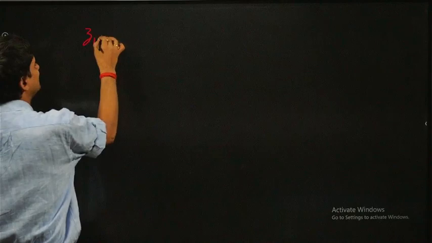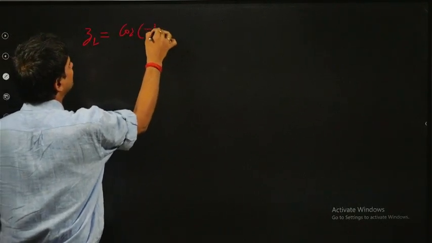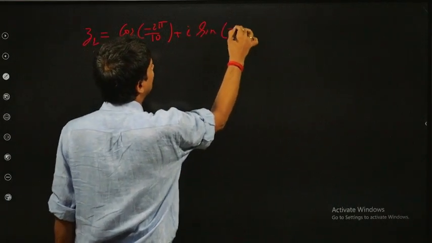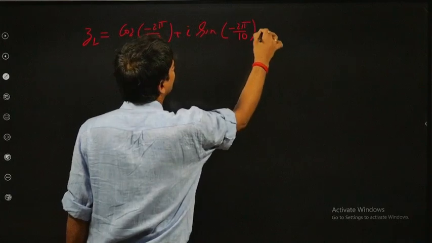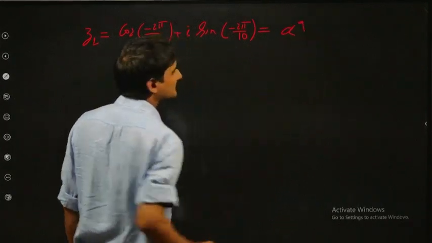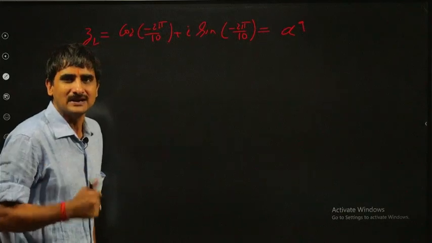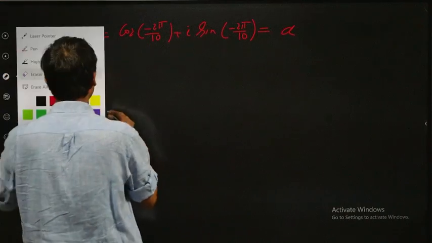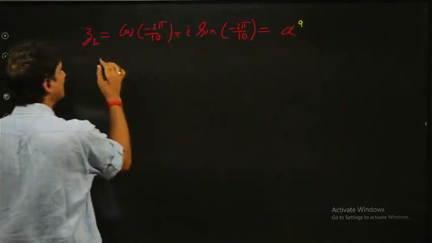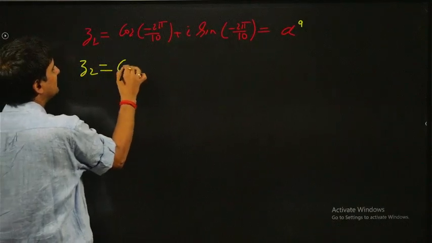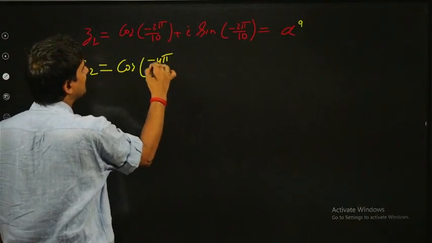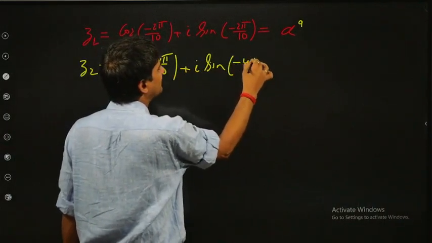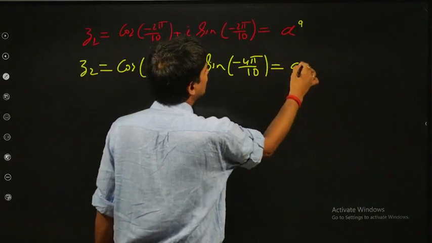Therefore z1 is cos of minus 2 pi by 10 plus iota sine of minus 2 pi by 10. Isn't that alpha raised to the power 9? Alpha raised to the power n minus 1, where n is 10, so alpha raised to the power 9. All of you agree or not? So it's alpha raised to the power 9. Similarly, if I write z2, it will be cos of minus 4 pi by 10 plus iota sine of minus 4 pi by 10. Won't that be alpha raised to the power 8?